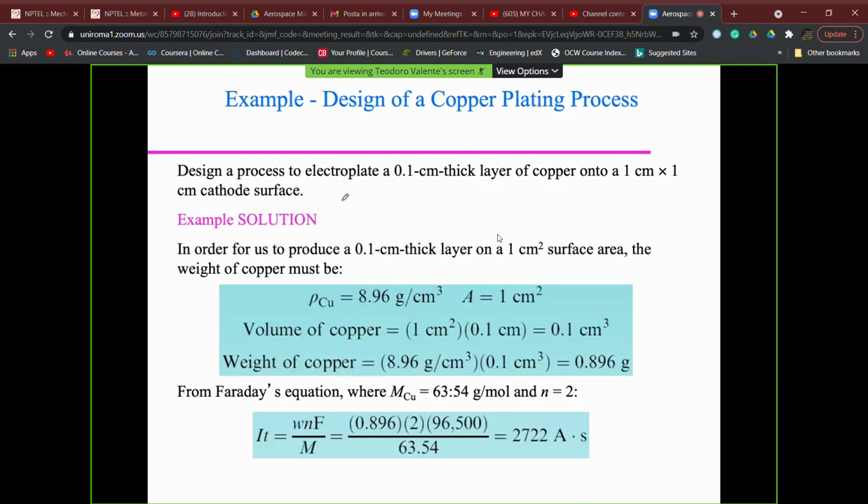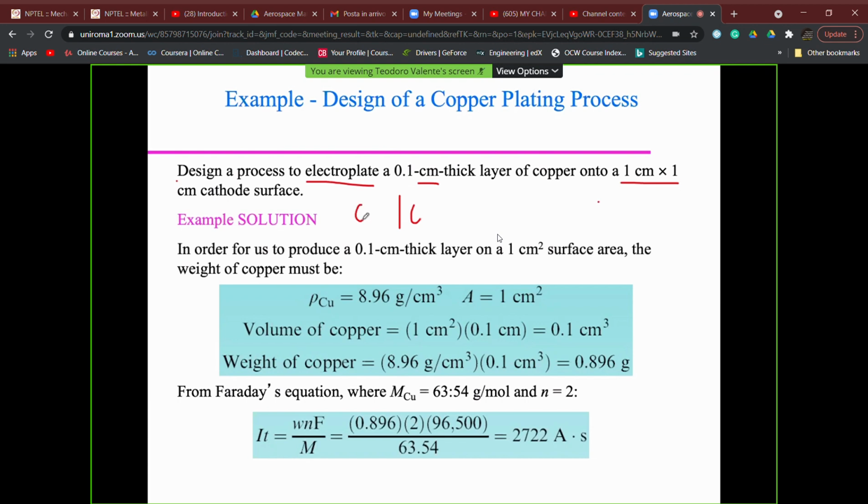Another example. Suppose we want to design a process to deposit, that is to electroplate, a 0.1 centimeter thick layer of copper. Okay, so now we think of having copper in solution. This copper in solution consumes electrons and can form a deposit, a coating, onto a surface which is going to act as a cathode. This is the surface, the cathode.